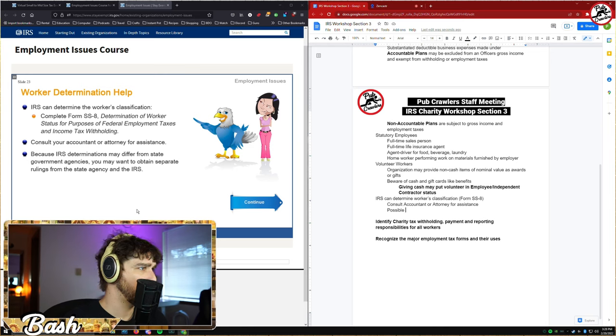However, I just want to put one more note down here. Possible conflicts. Obtain separate rulings in state and IRS. Any questions on this stuff?